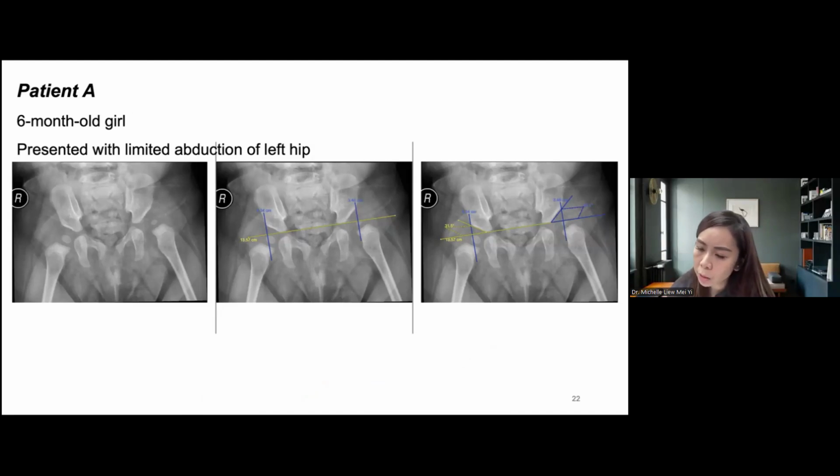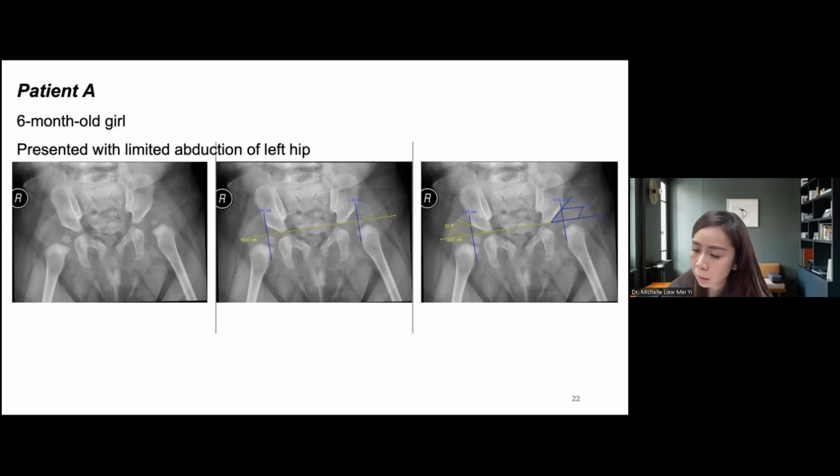So we have patient A, who is a 6-month-old baby girl who was initially assessed by the pediatric team during a follow-up visit at their clinic when she was about 5 months old. She was found to have limited abduction of the left hip, which is suspicious of left hip DDH, and was referred to us for further management. As you can see on the pelvic radiograph, the left hip appears subluxed with a hypoplastic appearance of the femoral head. After drawing the Hilgenreiner and Perkins lines, it shows that the femoral head sits at the outer lower quadrant. So this confirms a DDH of the left hip.